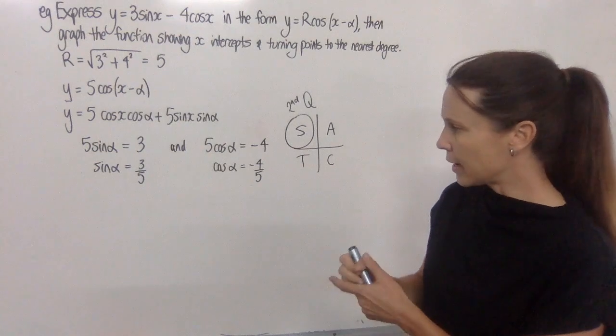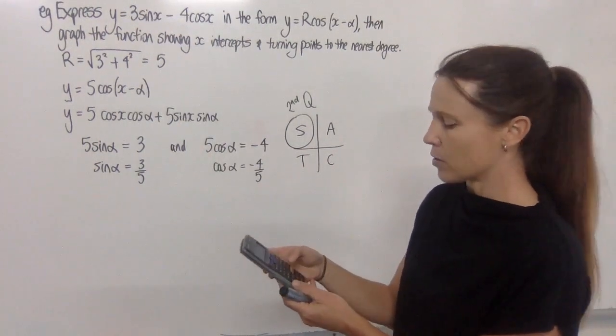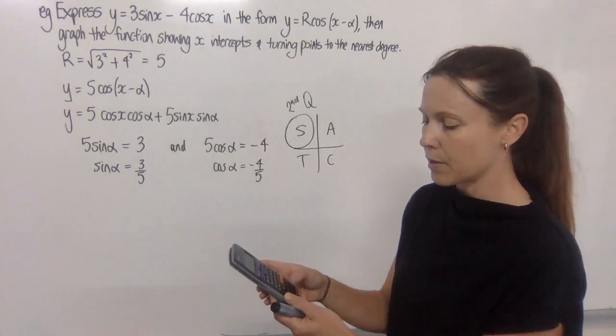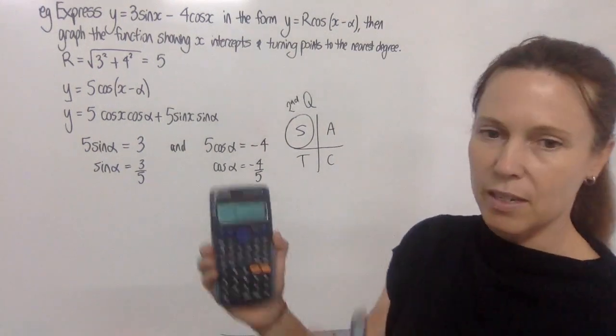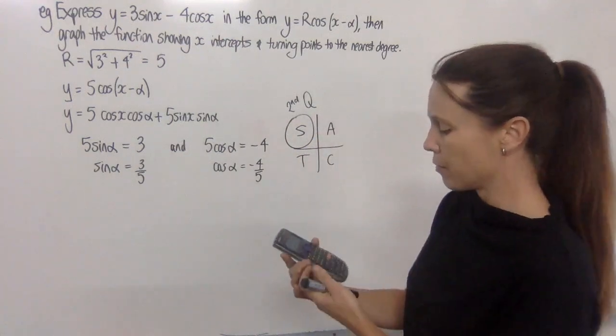Now, how do we calculate alpha? Well, we've got two choices. We can either put in inverse sine of 3/5 and we will get 36.86. It's a big long one, and they did tell us we'd need to round it off.